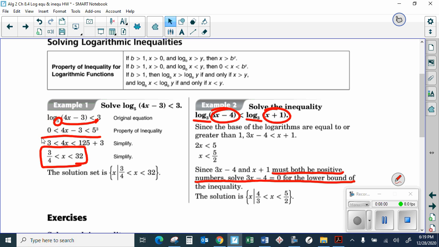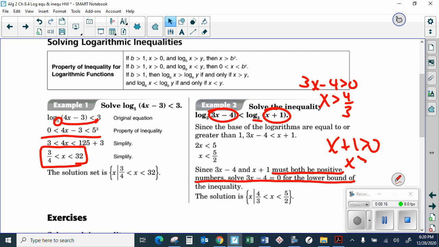Okay, so therefore I also have to set each one of these greater than 0. 3x minus 4 is greater than 0, so it makes x greater than 4/3. In this one, x plus 1 is greater than 0. It makes x greater than -1. So it has to satisfy both of these. Obviously, this is a larger number, so it has to be greater than 4/3 and still less than your 5 halves right there.